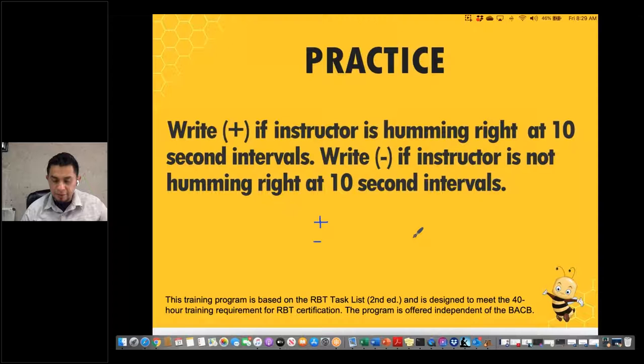Here we go. Ready, set, go. Okay, record your data. Okay, here we go, next trial. All right, record your data. We're going to start the third trial now. Okay, record your data. We're going to start the last trial now.